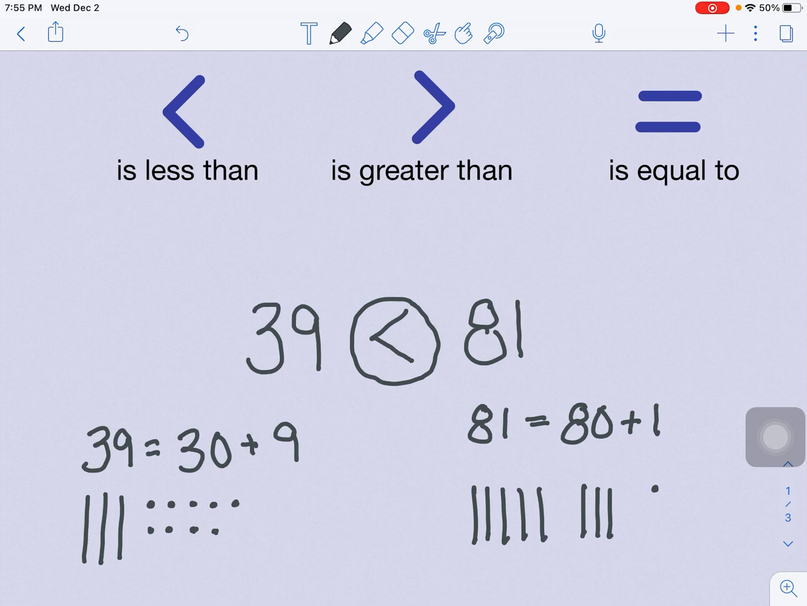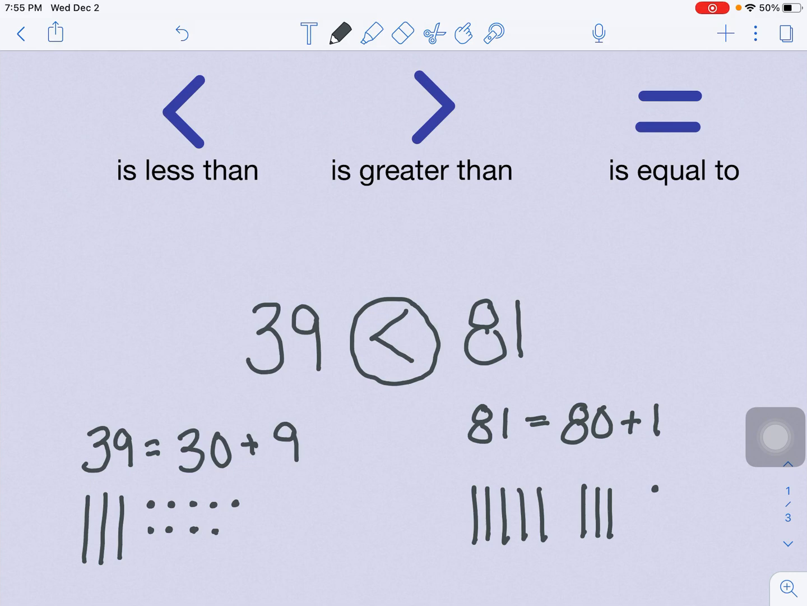Another student has shared with me that they solved this problem in their head. They knew that 39 had 3 tens and 81 had 8 tens. 3 tens are fewer than 8 tens, so 39 is less than 81. If the tens are less, then it doesn't really matter how many ones there are. So we know that 39 is less than 81.